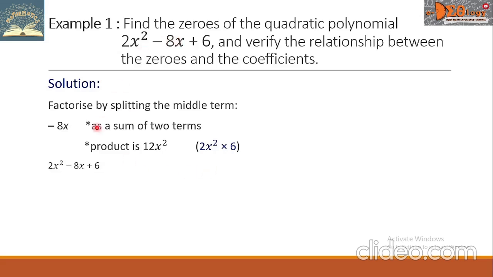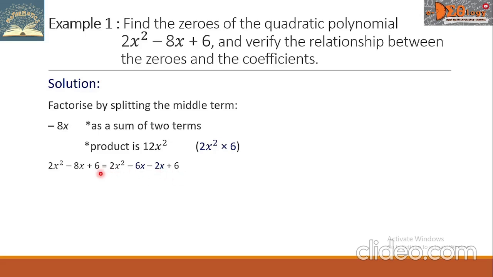So, the trinomial 2x squared minus 8x plus 6 is now equal to 2x squared. We split this negative 8x into negative 6x and negative 2x. When we multiply the two terms here, we will get this 12x squared. And then the constant plus 6. What we're going to do here, we're going to group the first two terms and the last two terms.